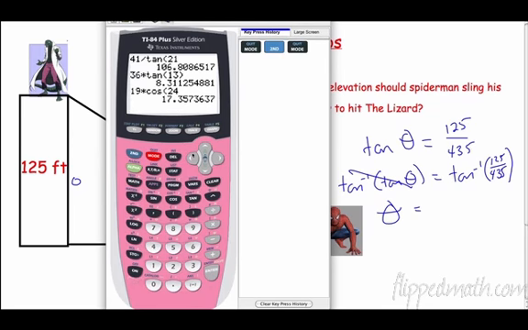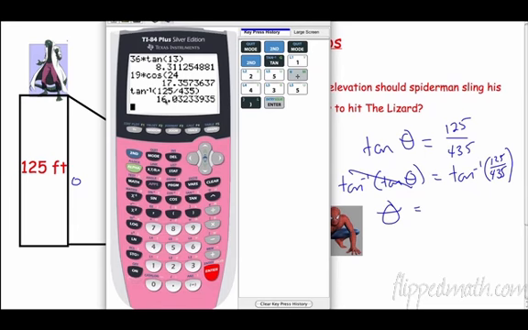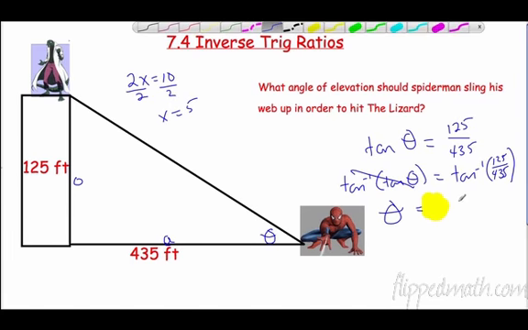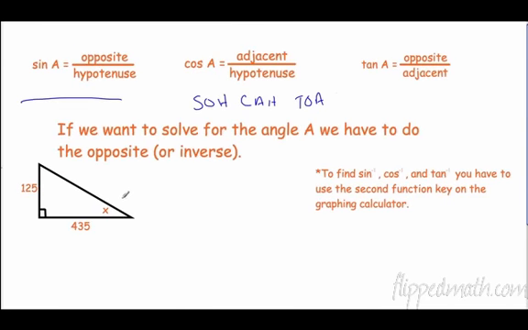So I want to do second tangent. See, the blue is the inverse. 125 divided by 435. So the angle would be 16.0, or 16 degrees. So that one wasn't so bad at all. 16 degrees. So let's try another one. Oh, that's the one we just did. So that was 16 degrees.